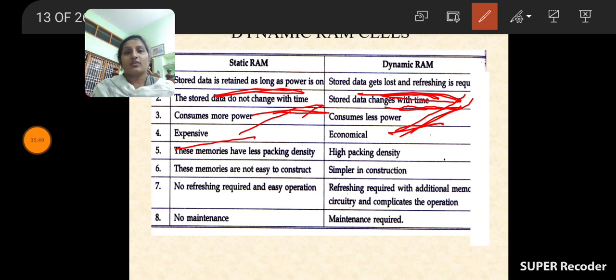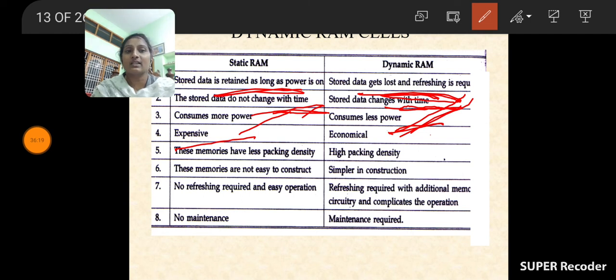Which one stores the data permanently? Static. So whatever memory stores the data permanently, that is expensive, and it requires much more cost and much more power also. But in dynamic RAM, data is temporarily stored, no need of maintenance, no need of much power supply, and also less cost. Simple in construction. So advantages and disadvantages are balanced. Static RAM is permanent, dynamic is temporary.